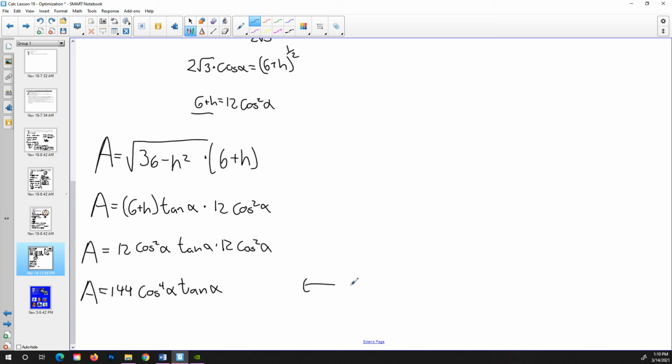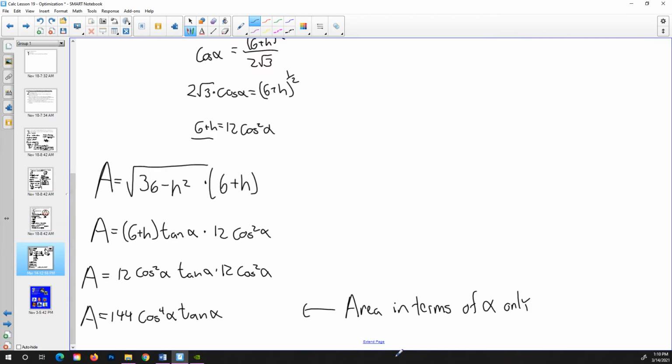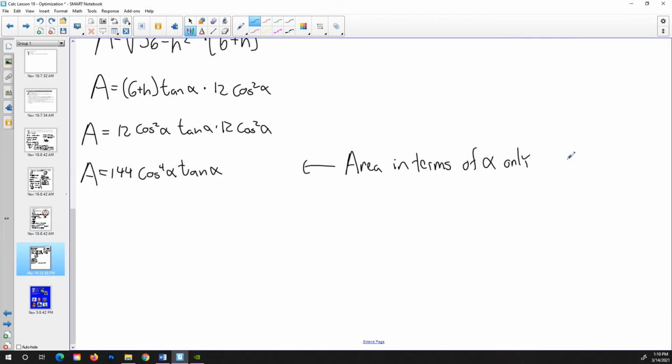So now I have area in terms of alpha only. And again, that was a lot of work, but I have done what the question asks. Solve by writing area as a function of alpha. That is what I have right here. So now I can do the derivative of this.